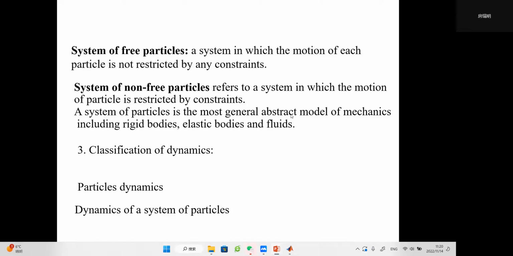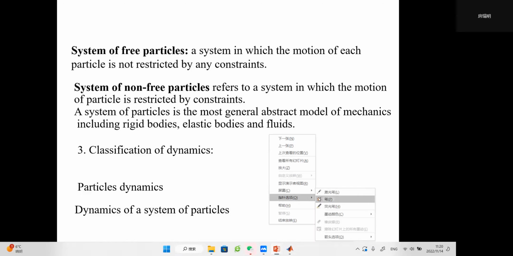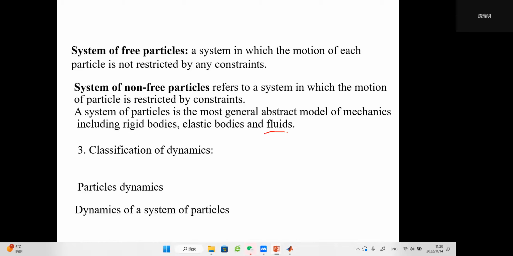质点系, we call that 质点系. A system of particles is the most general abstract model of mechanics, including rigid bodies, elastic bodies, and fluid. But here we will not study this kind of problem. Maybe we will mainly focus on rigid bodies, right?